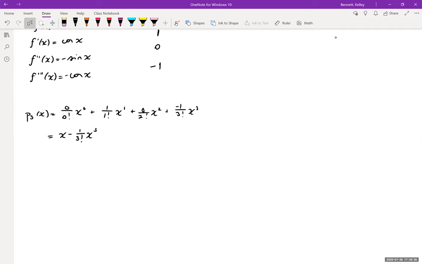If you wanted to write the general form, this is just something fun you can work out on your own. I don't think I'm going to belabor it too much. If you noticed a pattern in the derivatives, what you would get here is that only the odd powers survive. And so you can write sine of x in this way.